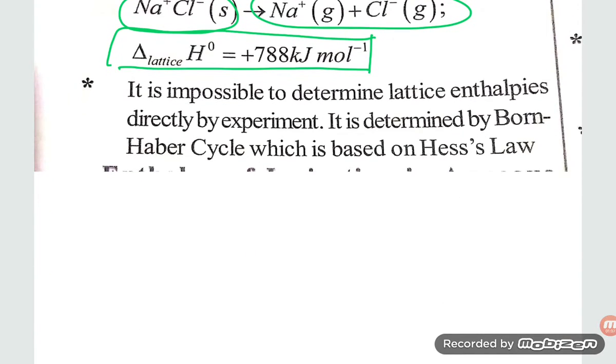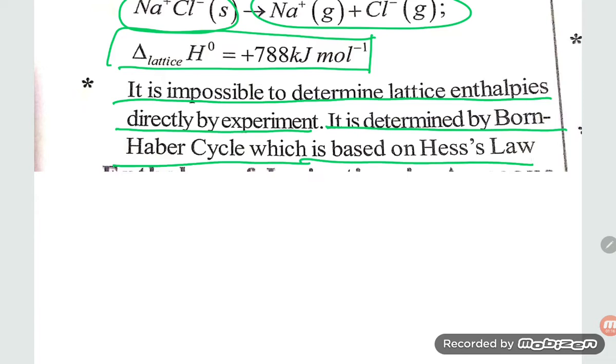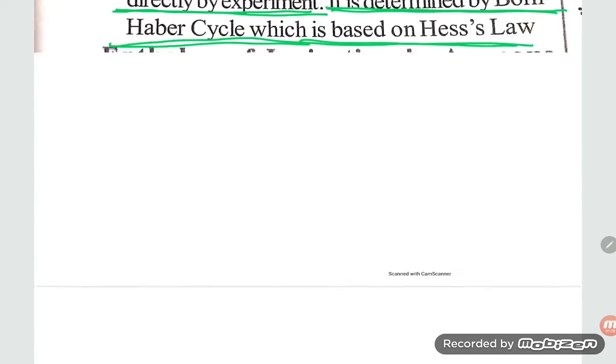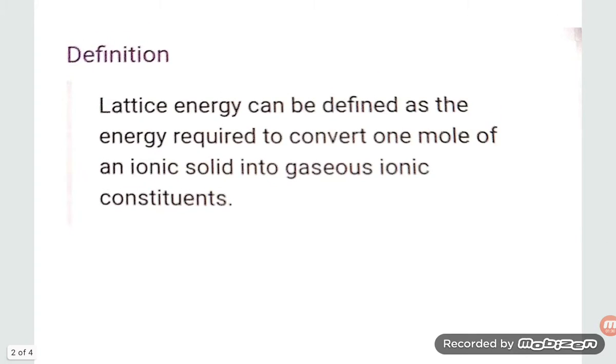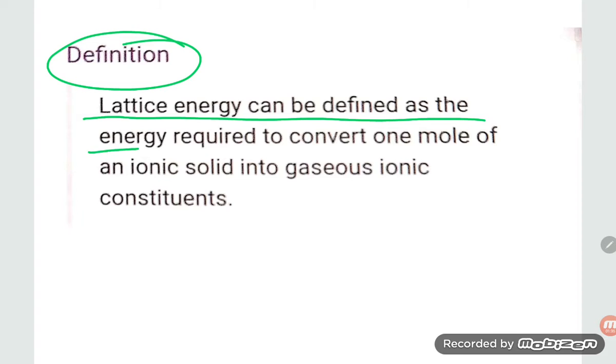Another point: it is impossible to determine lattice enthalpies directly by experiment. It is determined by the Born-Haber cycle, which is based on Hess's law. So directly you cannot determine the lattice enthalpy without Hess's law. What is another definition? Lattice enthalpy can be defined as the energy required to convert 1 mole of ionic solid into gaseous ionic constituents.